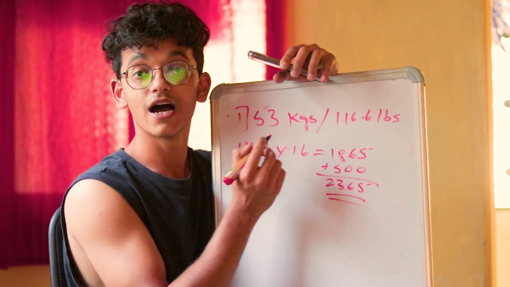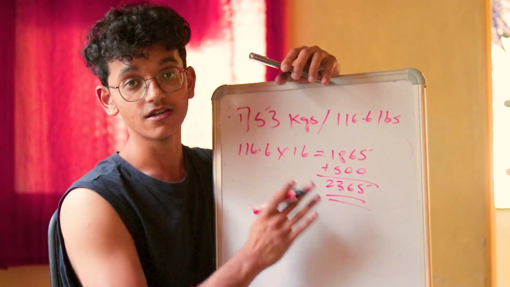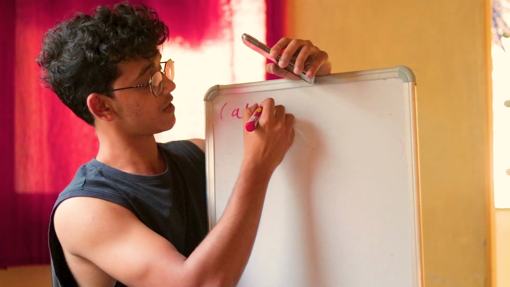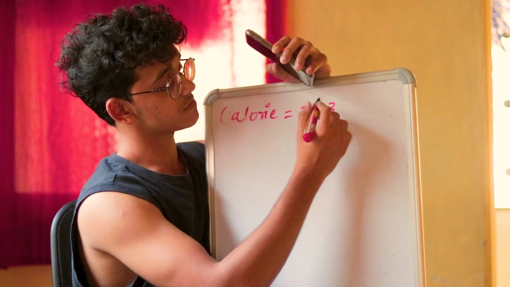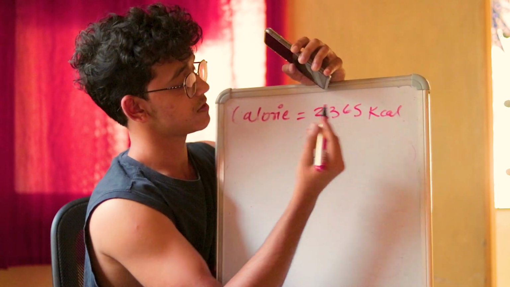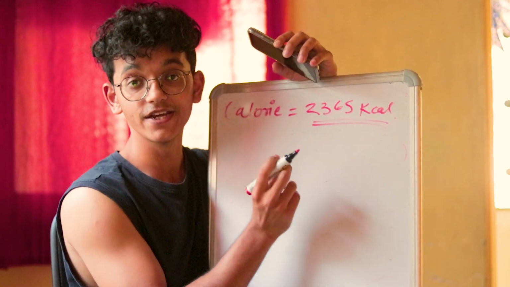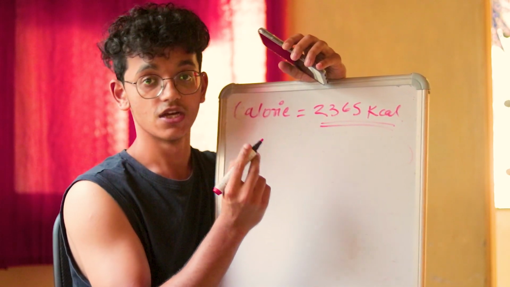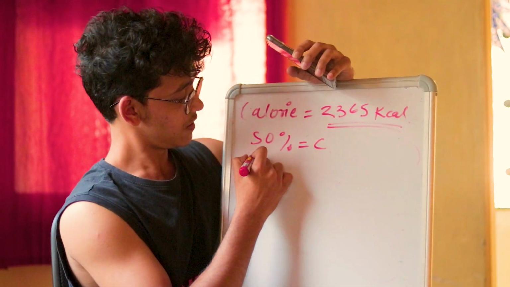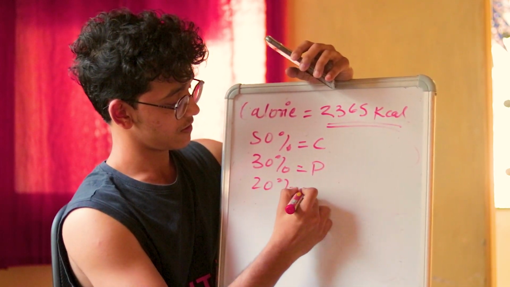over the year. So now I'll tell you how you can calculate the amount of carbohydrate, proteins and fat you need to gain muscle. What were our goal calories? We require 2365 kilocalories. So this is our goal. Now what we will do is we need a ratio for our macros. So let's assume 50% carbs, 30% protein and 20% fat.